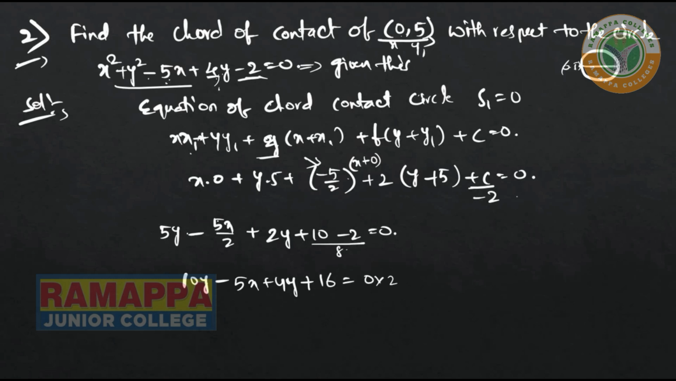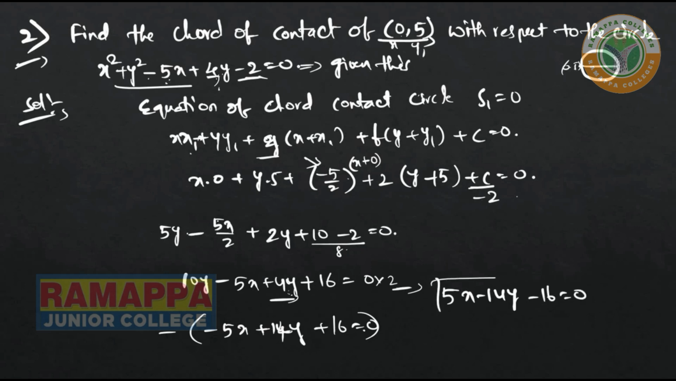So this denominator 2 will come to this side, and 10y plus 4y, how much? 14y. So minus 5x plus 14y plus 16 is equal to 0. If I multiply with minus, it will become 5x minus 14y minus 16 is equal to 0. So this is the answer here.